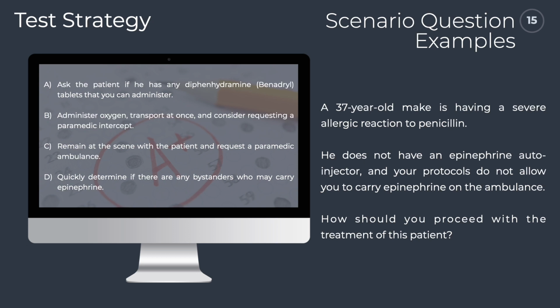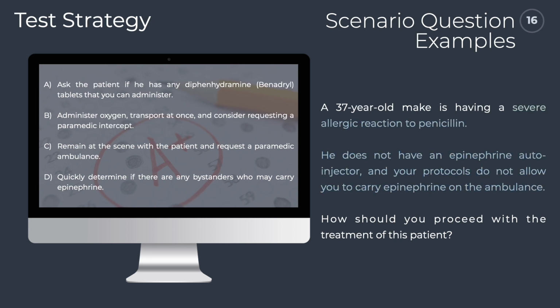He does not have an epinephrine autoinjector, and your protocols do not allow you to carry epinephrine on the ambulance. How should you proceed with the treatment of this patient? Should you A, ask the patient if he has any diphenhydramine tablets that you can administer, B, administer oxygen, transport at once, and consider requesting a paramedic intercept, C, remain at the scene with the patient and request a paramedic ambulance, or D, quickly determine if there are any bystanders who may carry epinephrine. Take a moment to identify the 5 keys and come up with what you think the correct answer is.